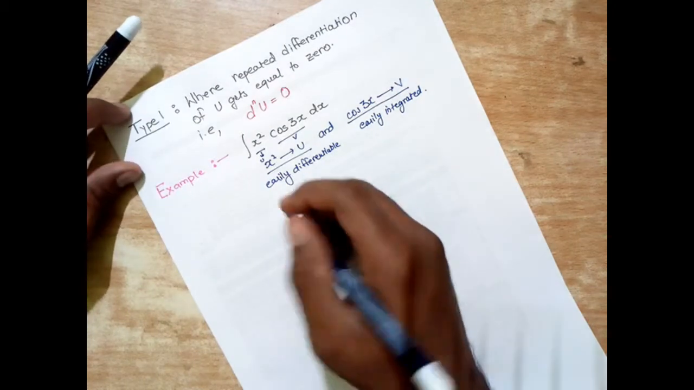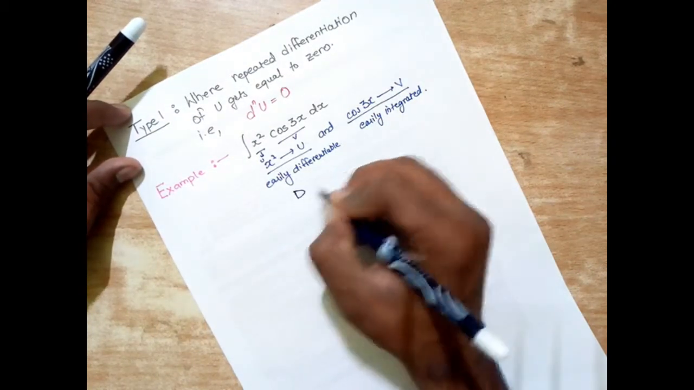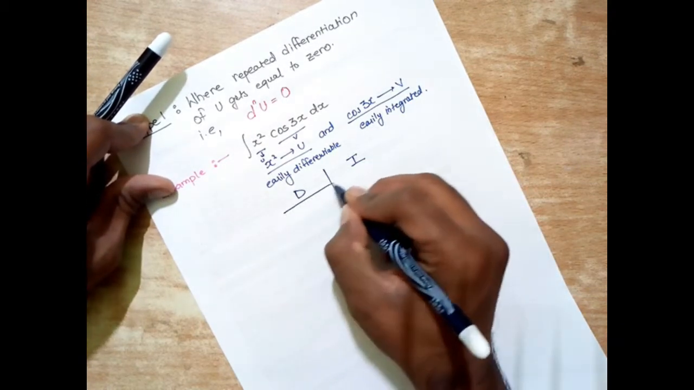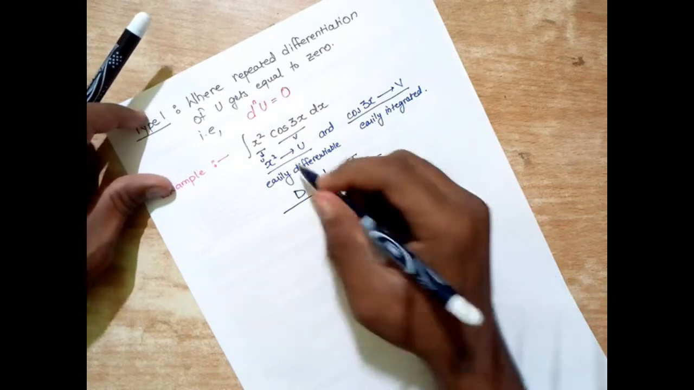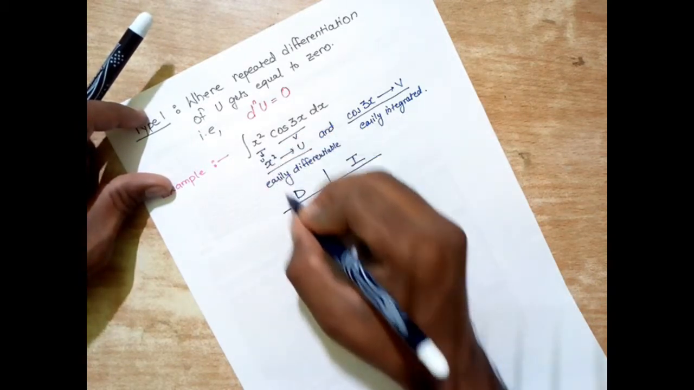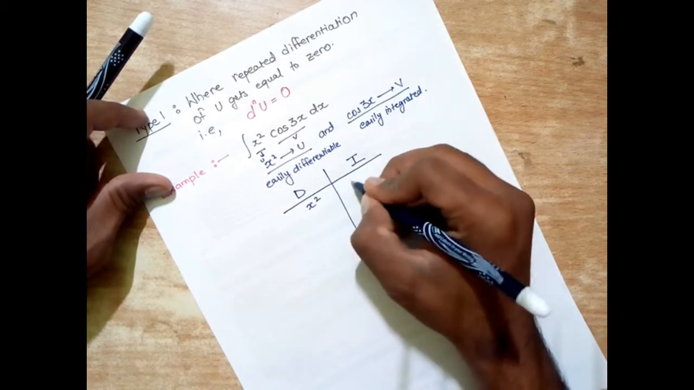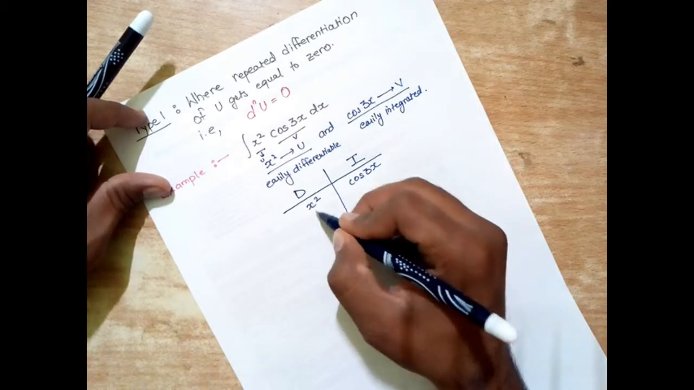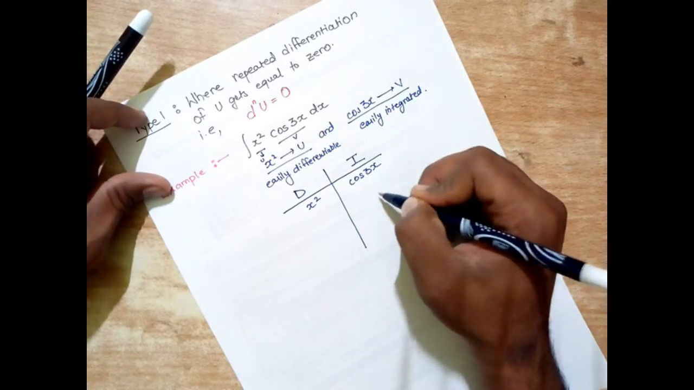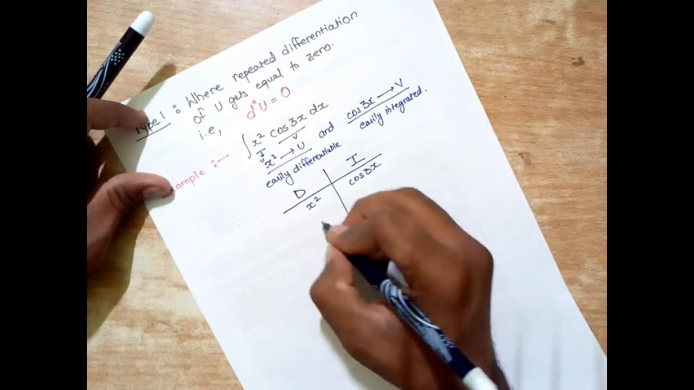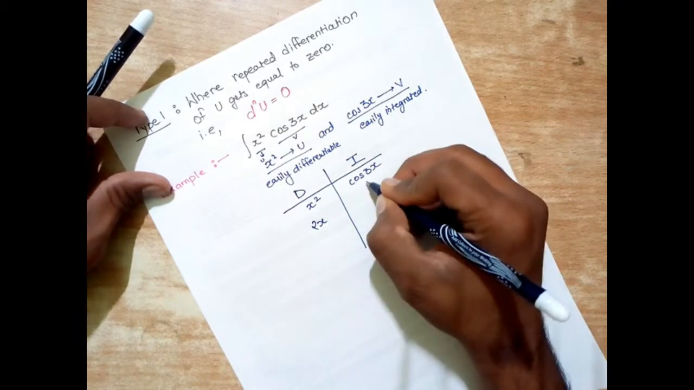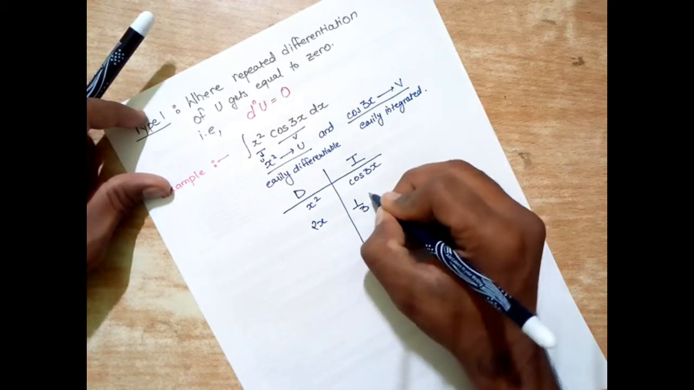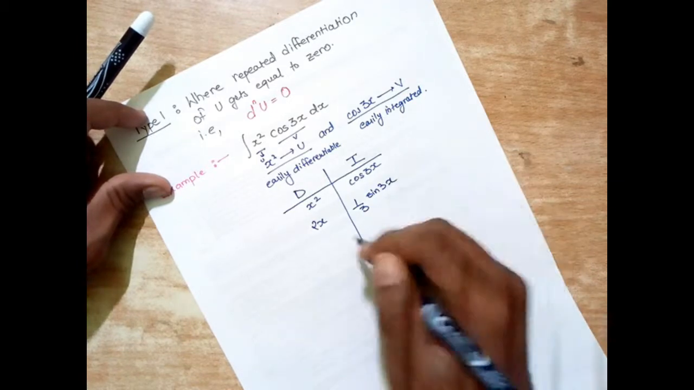So let's start. We create a table of D and I. Now in D, we are going to simply write what is given in u. So we write here x square and over here we write cos 3x. Now one by one we will differentiate this column and one by one we will integrate this column. So differentiation of x square gives us 2x. Integration of cos 3x gives us 1 by 3 sine 3x.